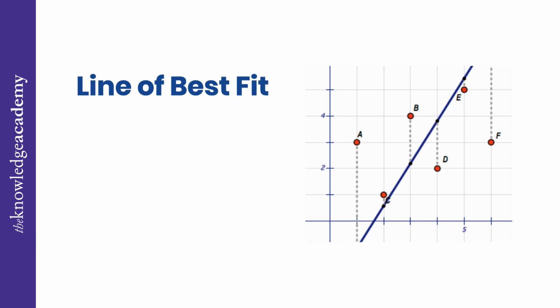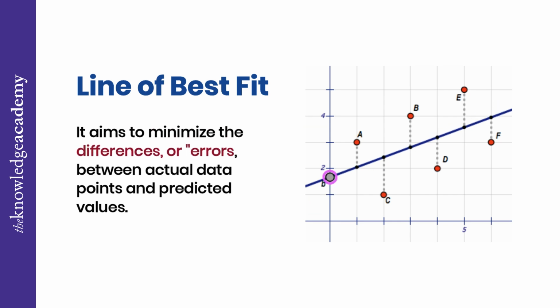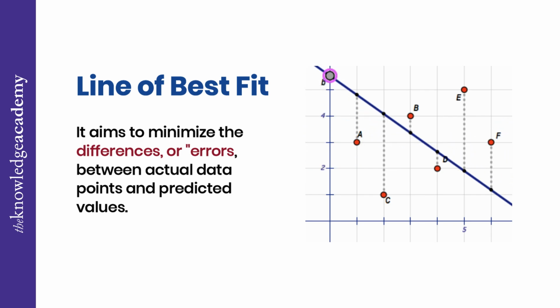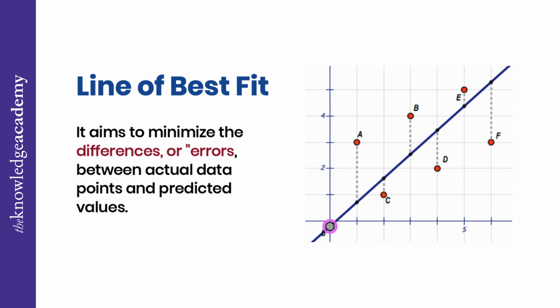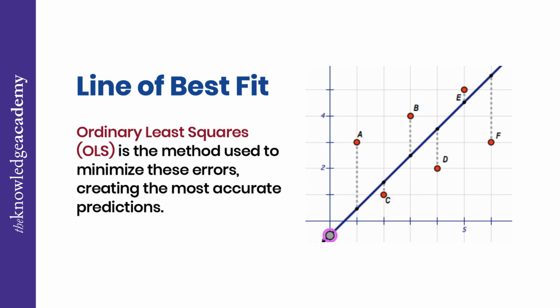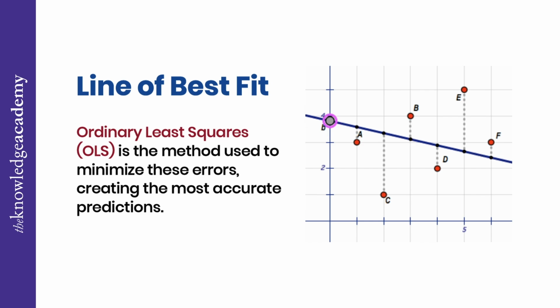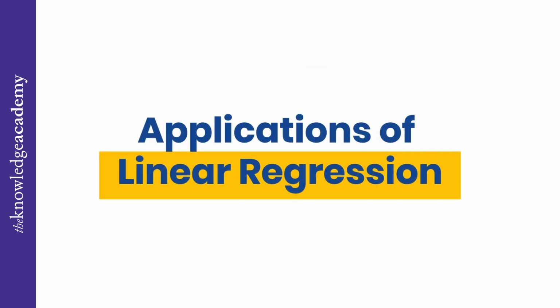One of the key concepts in linear regression is the line of best fit. This is the line that best represents the data points in your dataset. But what does best mean in this context? The goal of linear regression is to minimize the differences between the actual data points and the values predicted by the line. This difference is often referred to as the error or residual. The line of best fit is the one that minimizes these errors, providing the most accurate predictions possible. We use a method called ordinary least squares, or OLS, to achieve this, which we'll explore in more detail in future videos.